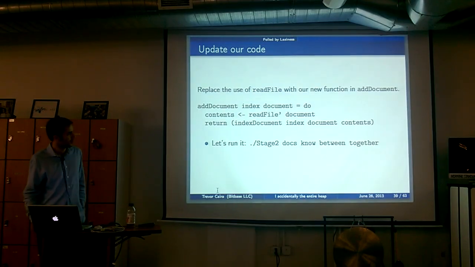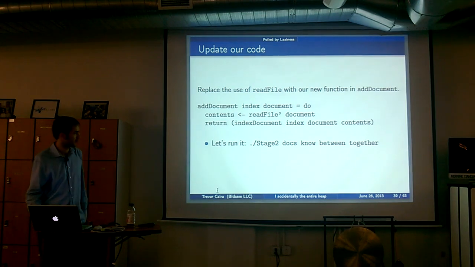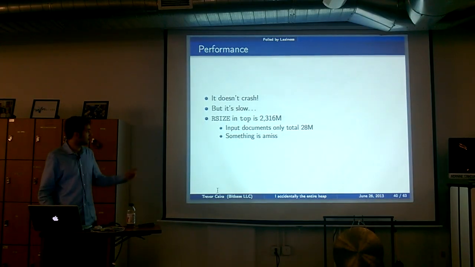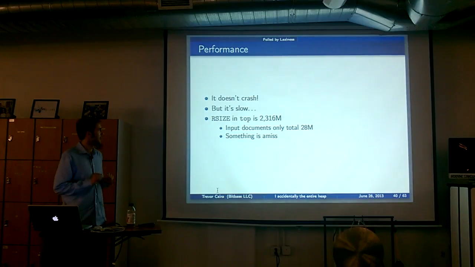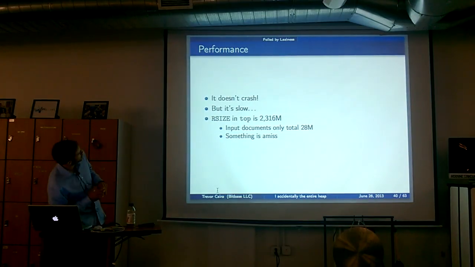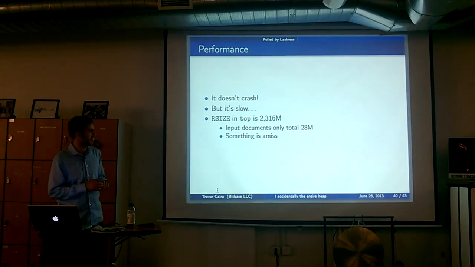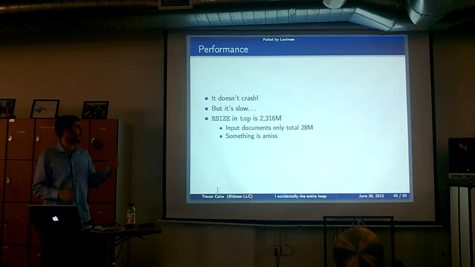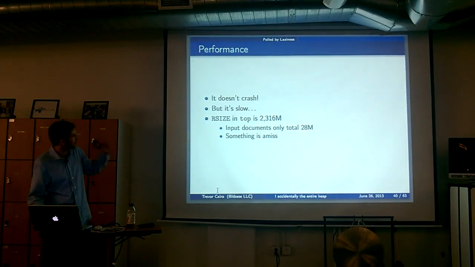So let's run it, and I've just passed it a couple of words that I expect to be in a lot of documents, and what do we get? Well, it doesn't crash. That's good. It runs, but it's slow. And it's consumed some 2 gigabytes of memory. I thought that the inputs were only about 28 megabytes. I'm using Project Gutenberg books. Yeah, that's not right. What's wrong?